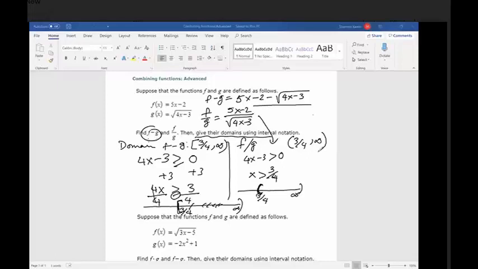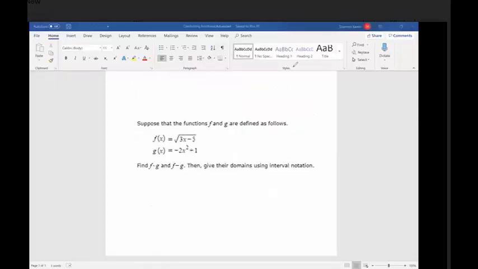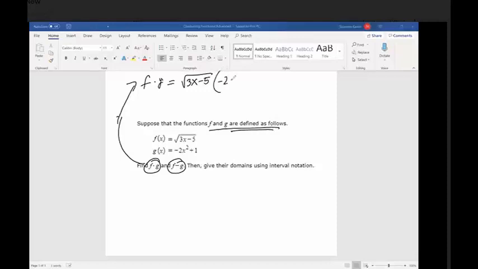Let's look at another example. First let's look at the operation. We are doing f times g when two functions f and g are defined as follows, and also f minus g. So we are looking for multiplication and subtraction. Let's do the multiplication. So f times g: f is the square root of 3x minus 5, times g, which is negative 2x squared plus 1. So that will be f times g.